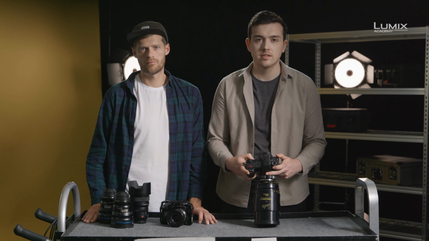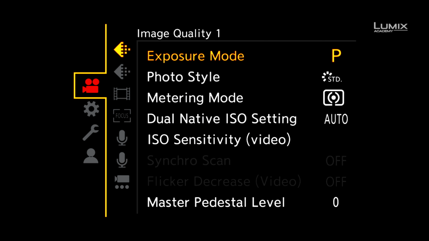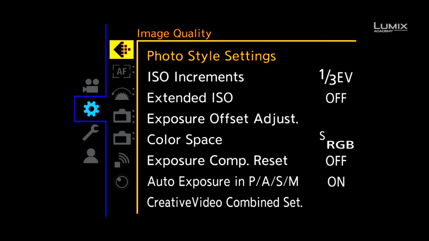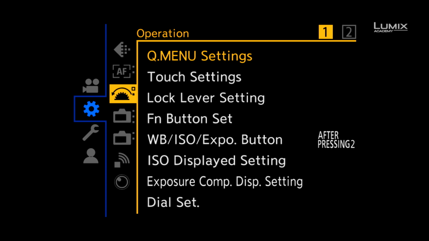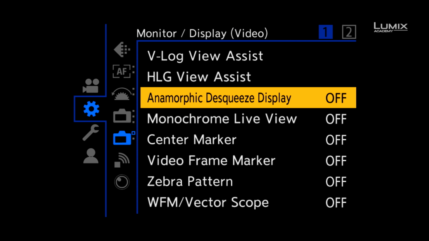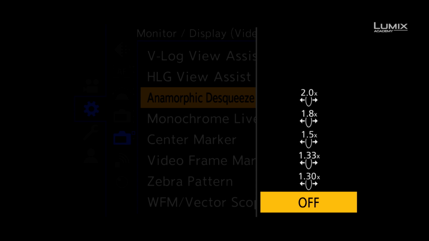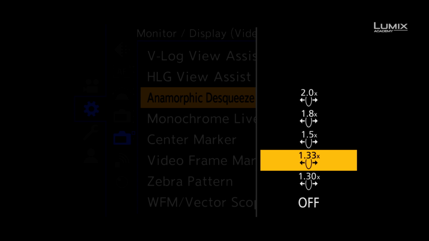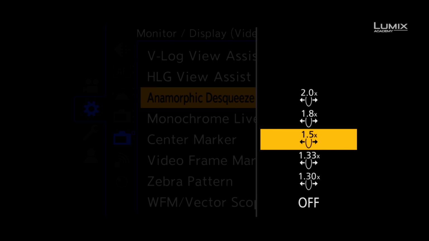In order to set this, simply navigate to the Anamorphic Desqueeze option in the Settings menu under the Monitor Display Video submenu and select Anamorphic Desqueeze Display. Here you have an option to choose from 1.3, 1.33, 1.5, 1.8 and 2 times. For this use, I'll select 2 times.